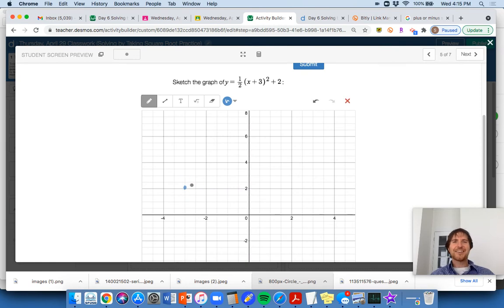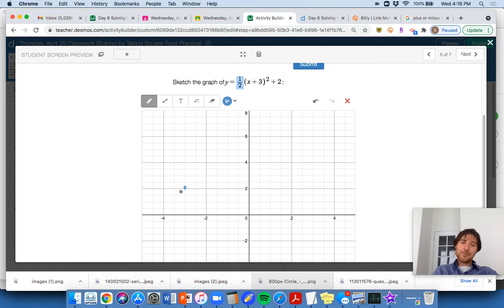And guys, where does this graph open? Does it open up or does it open down? Because it would have to open down for there to be x-intercepts, for there to be real number roots here. Look at that. What do we know about positive 1/2? It's going to open up. So this guy does not have any x-intercepts.